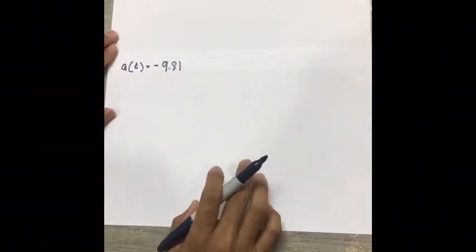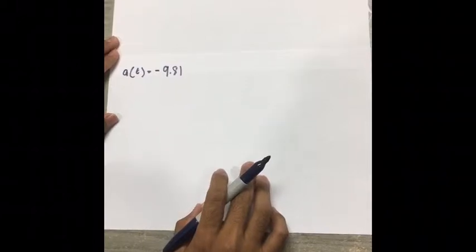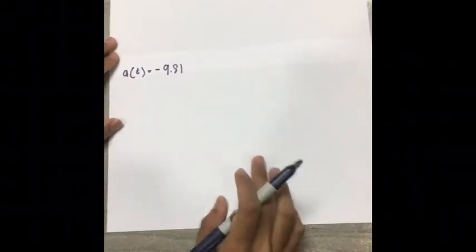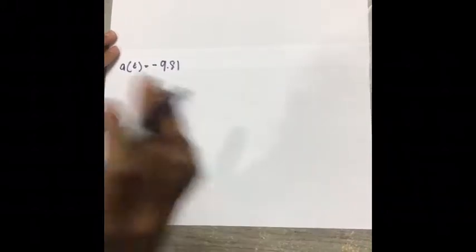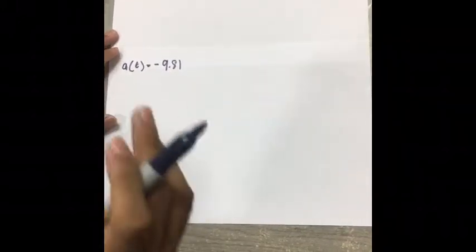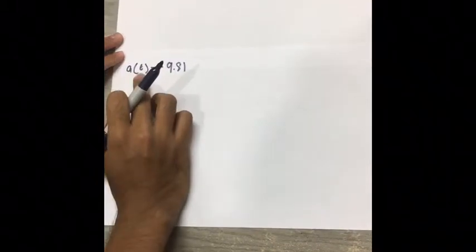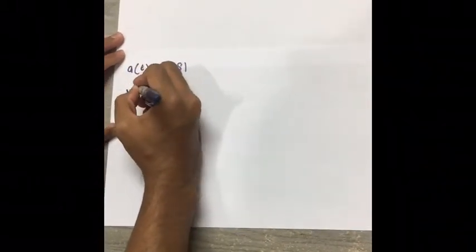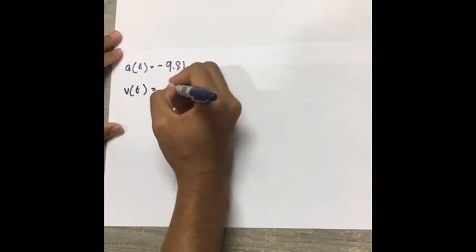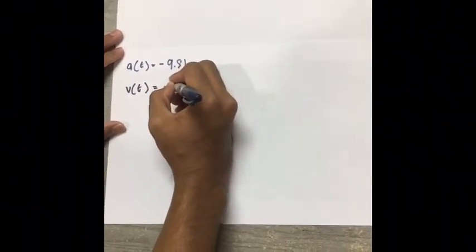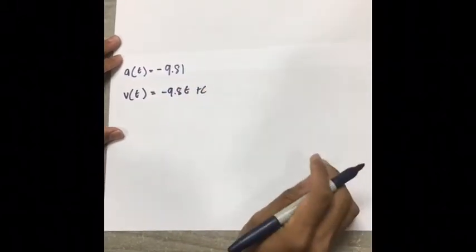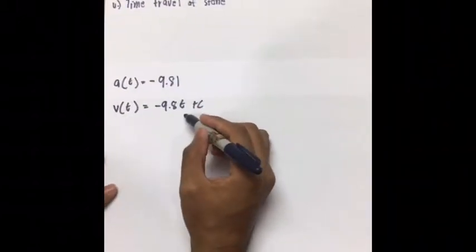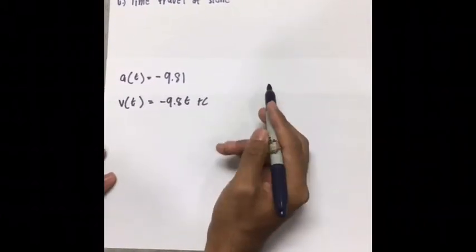Okay, now we go to the second question. The second question is to develop the velocity function. We can get the velocity function from the acceleration function. We will do integration of the acceleration function. So the velocity function we will get is negative 9.8t plus c. We know that when the boy throws the stone, the time is 0.